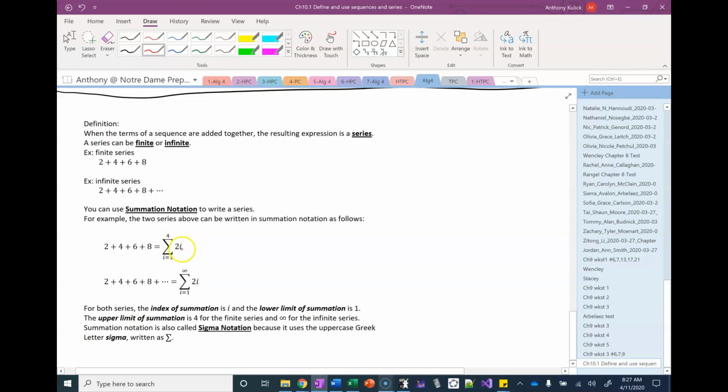Now, the only thing that changes if we move from a finite series that has 1, 2, 3, 4 terms to an infinite series that has 1, 2, 3, 4, infinity terms, is that the upper limit of summation is changed to infinity. Whenever I see the ellipsis, I know the upper limit is going to be infinity. So let's look at a couple of examples to get comfortable using our sigma notation.